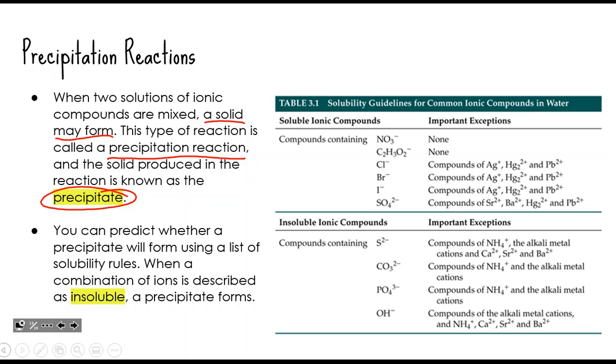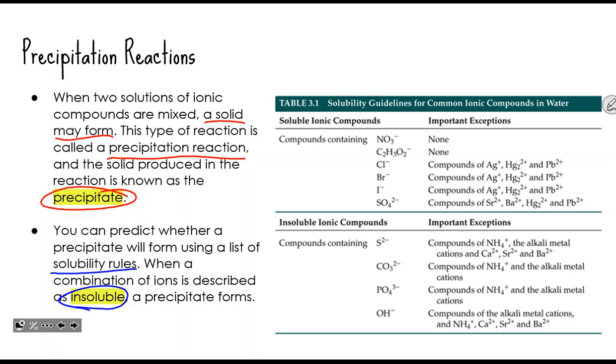You can predict whether a precipitate will form using a list of solubility rules. When a combination of ions is described as insoluble, a precipitate forms. That means that it doesn't dissolve in water. So it falls out of the water in the powdery form and drops down to the bottom. So it would be considered to be insoluble. We know things that dissolve in water, we would say, are soluble. Okay? This is where it gets a little complicated.